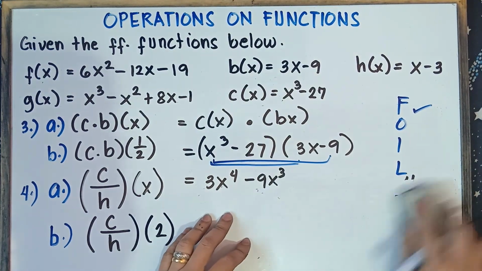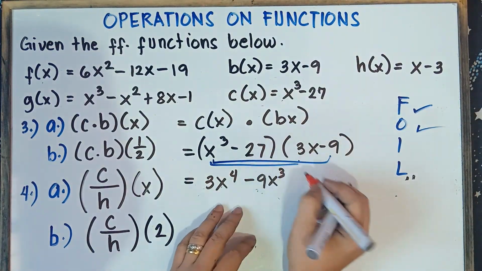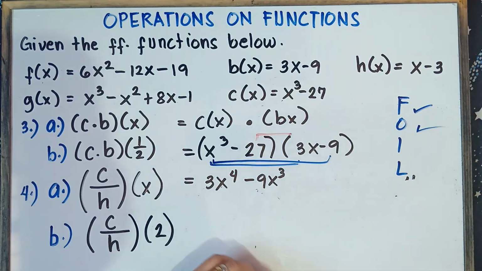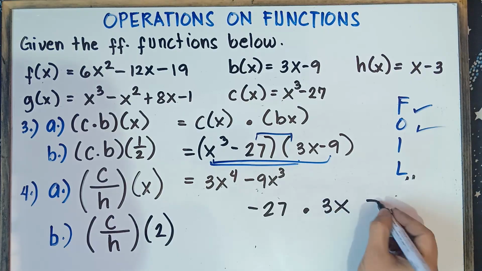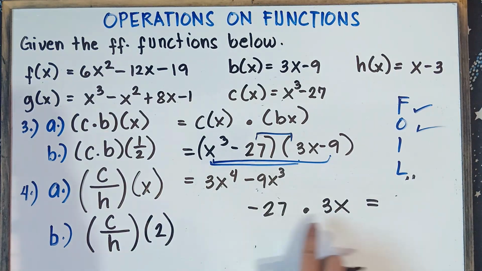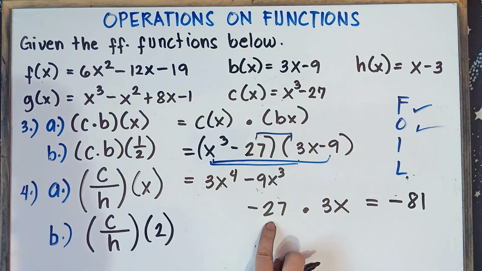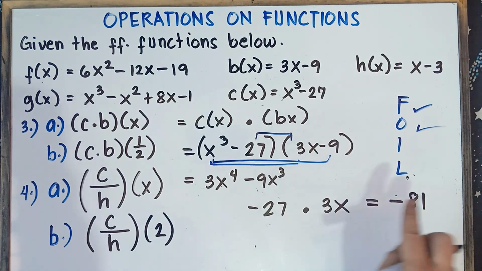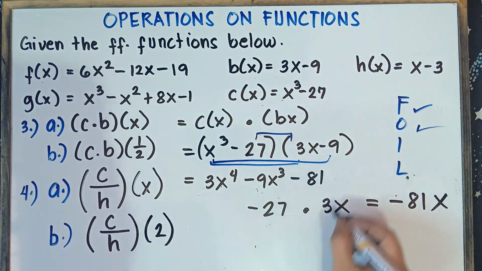We're done with outer. Step by step, inner: negative 27 times positive 3x. Negative times positive is negative, and 27 times 3 is 81. So negative 27 times positive 3 is negative 81. Simply copy x, so negative 81x.